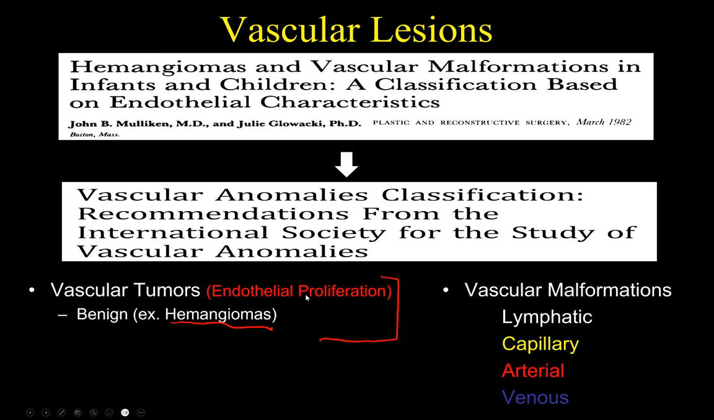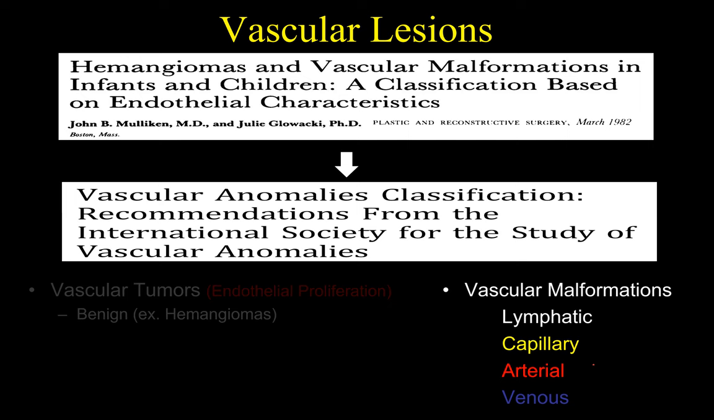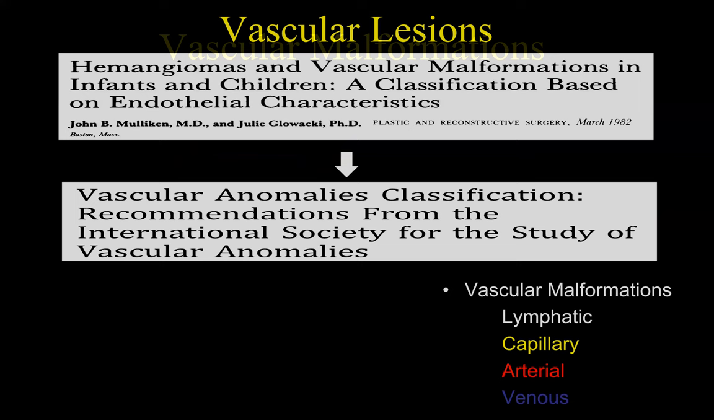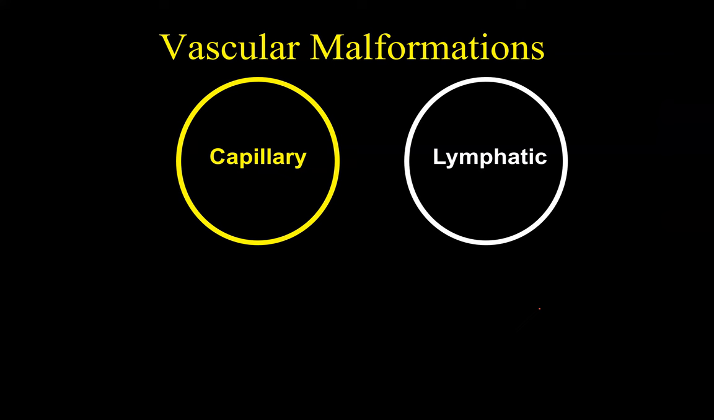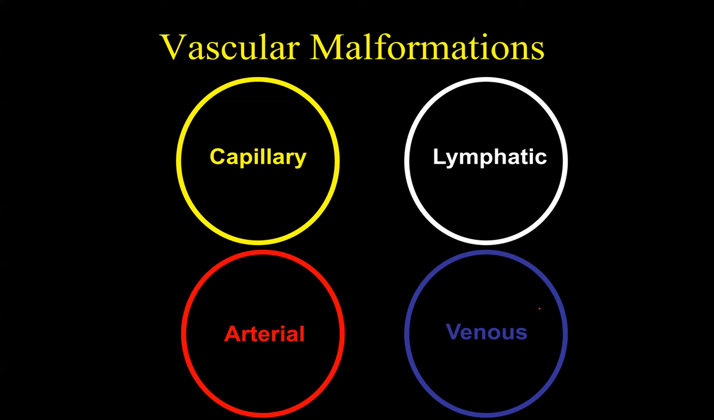Now what we're going to do is turn our attention to the vascular malformations. As I mentioned before, the vascular malformations are the lymphatic, capillary, arterial, and venous. So what I'm going to do is take you through what I call the Olympic rings approach to vascular malformations. When you look at this, you've got four types. You can have a capillary malformation, you can have a lymphatic malformation, you can have an arterial malformation, and you can have a venous malformation.